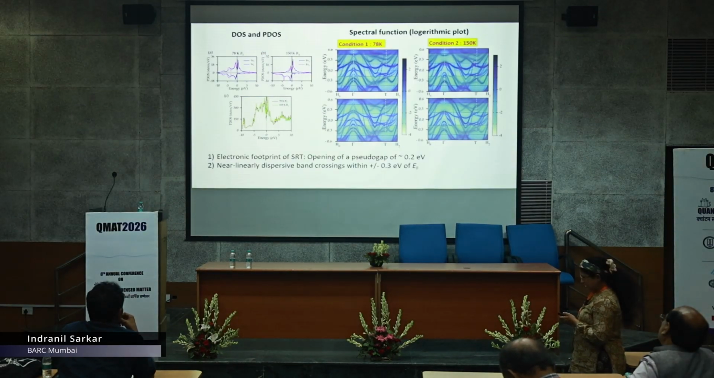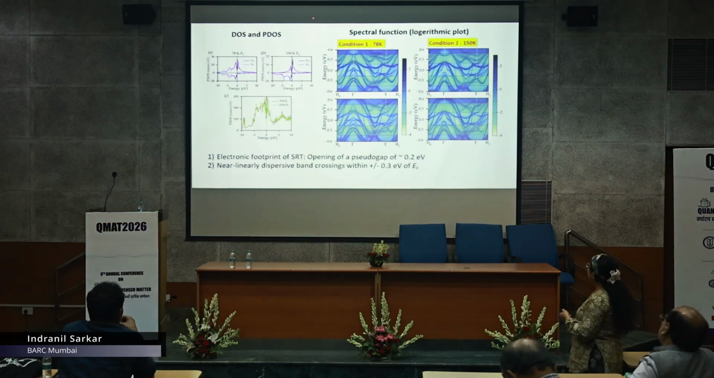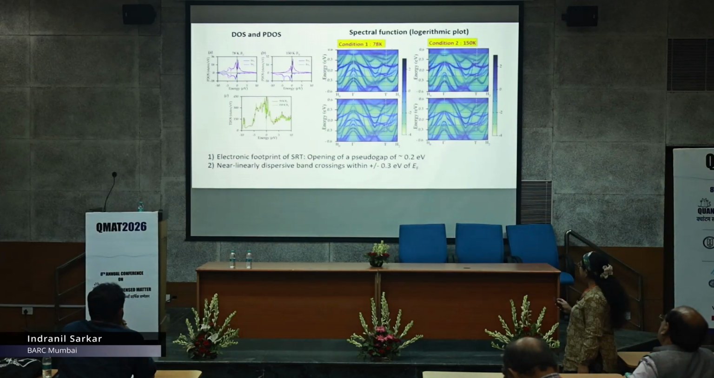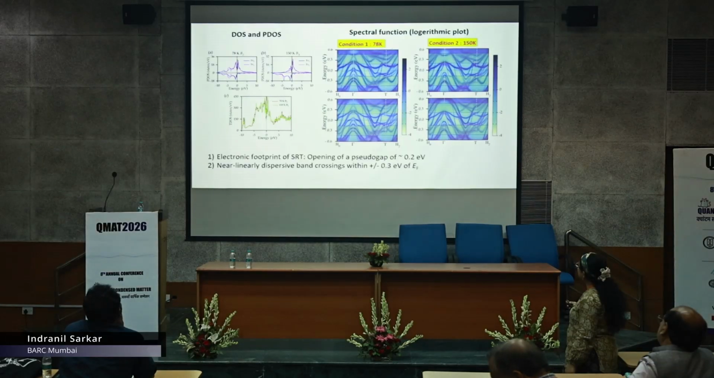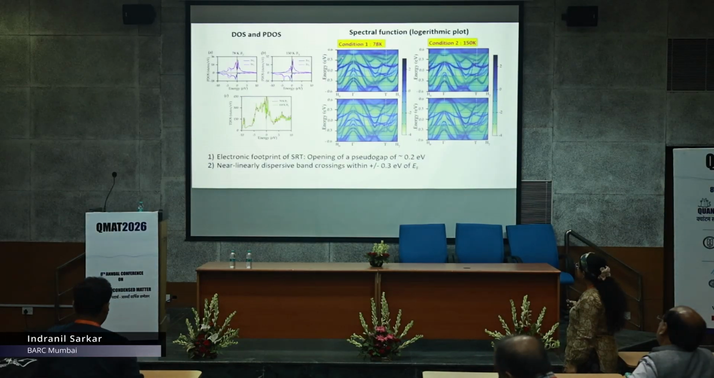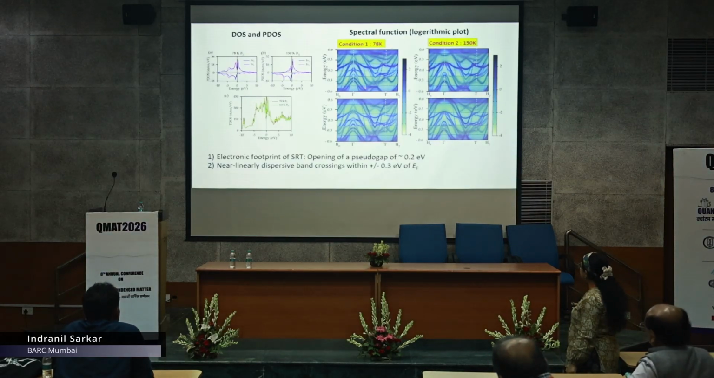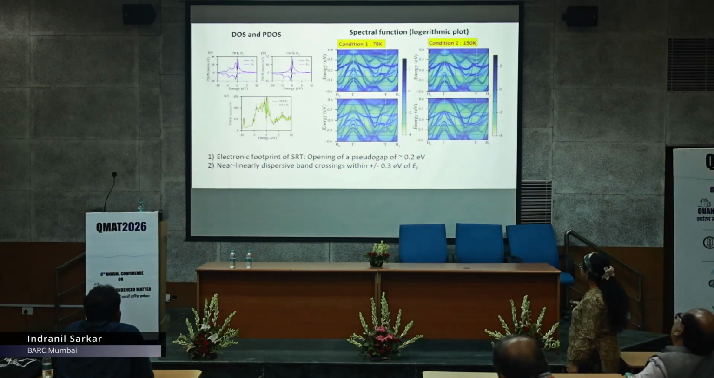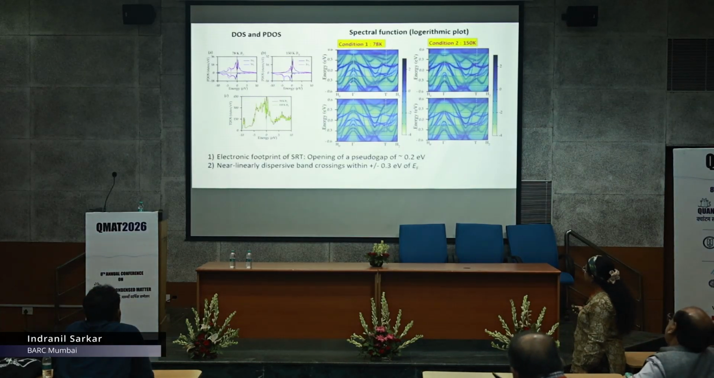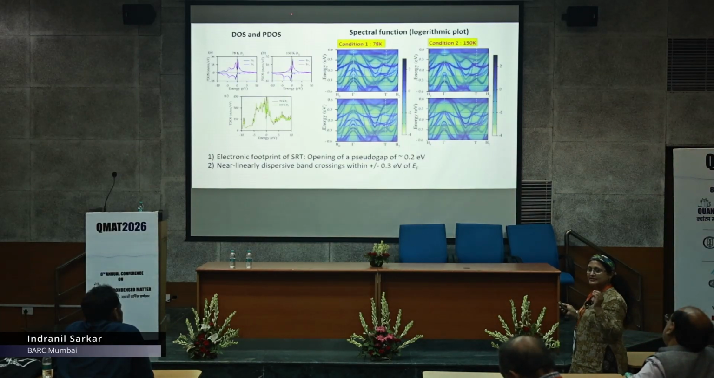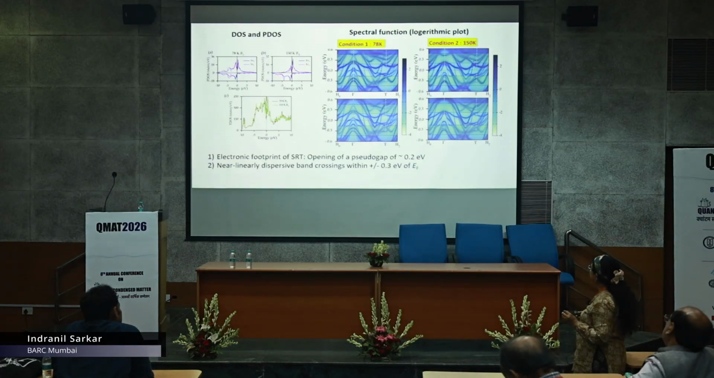And so if you are looking at these spectral functions, you can see there are two regions here. One is around plus 0.3 and minus 0.3, and then around this 0. So there are electronic footprints of this SRT, that means the spin reorientation transition, which shows that if you are increasing your temperature around gamma, these bands are actually shifted downwards.